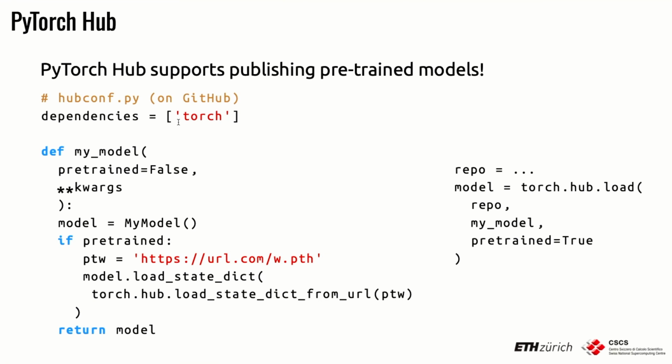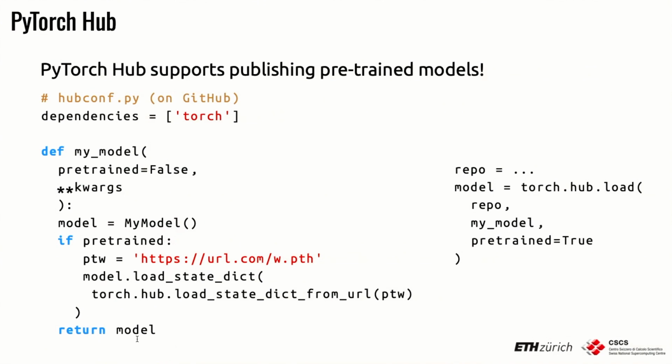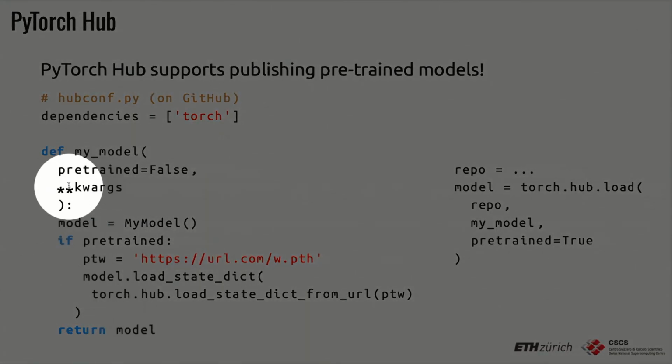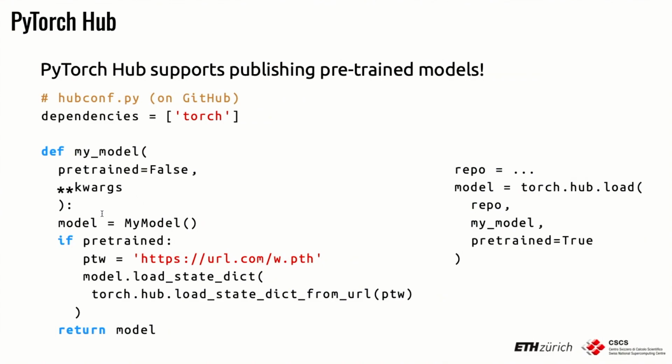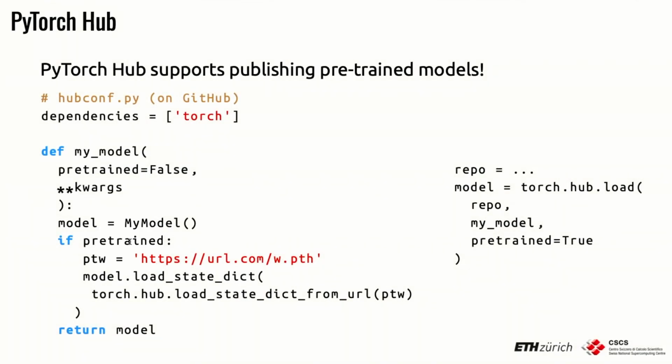I don't know if it works also with GitLab. That's to be found out. But essentially, you define this. You can define a myModel function that essentially returns the model architecture, and also train this pre-trained parameter, for example, where you can load the weights.